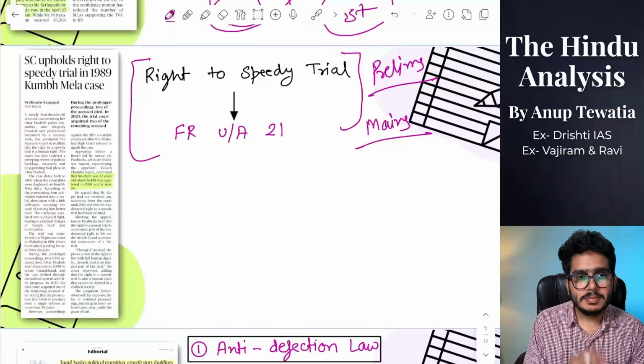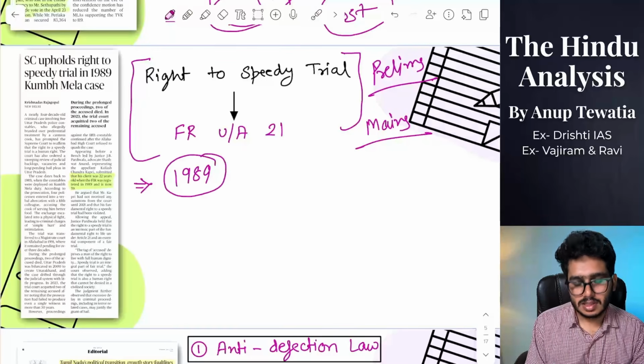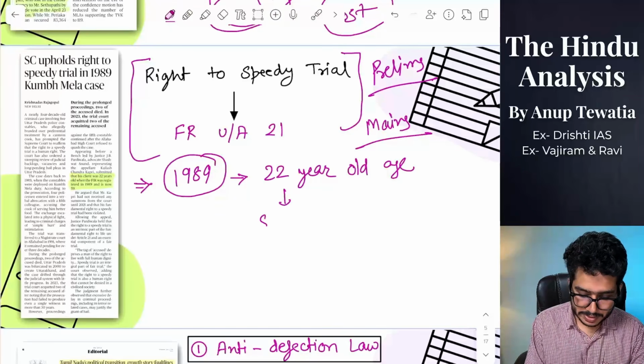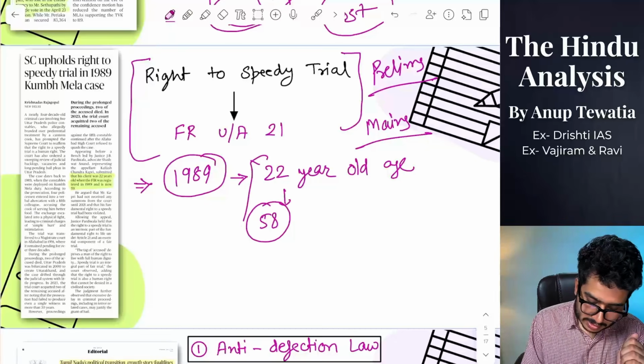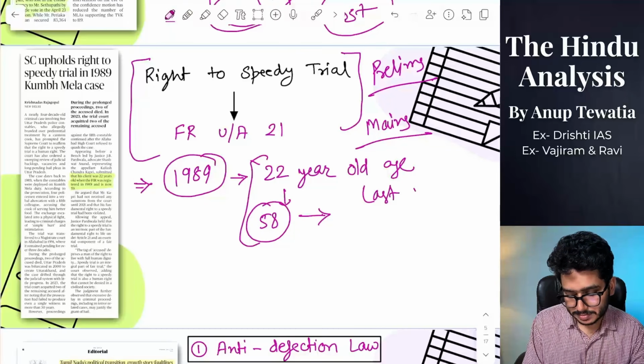So the basic background is that there was a case registered in 1989 and the accused was 22 years old. Now the accused is 58. There were other accused as well. If you want to read the news, you can read it. I will post the PDF in my Telegram channel. You can watch it there. And this person only received the court summons last year.